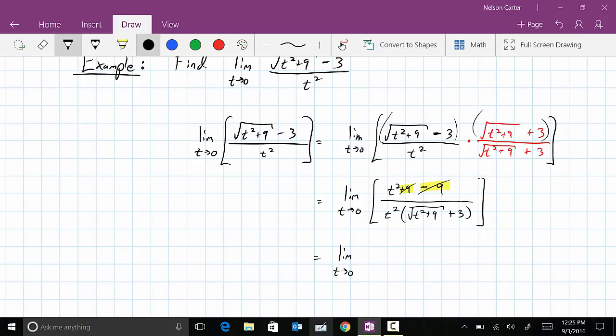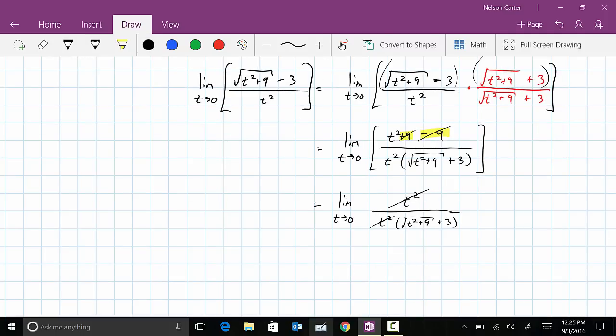and so we get that we have this t squared divided by t squared times the square root of t squared plus 9 plus 3. And now we can make this cancellation, and again, we can only make this cancellation if t is not 0. So we would have to make a statement, oh yeah, where t is not equal to 0, but we don't have to make that statement because we're inside a limit. And since we're inside a limit, whether t is equal to 0 or not, the expressions would be equivalent. So we're going to be left with 1 over the square root of t squared plus 9 plus 3.